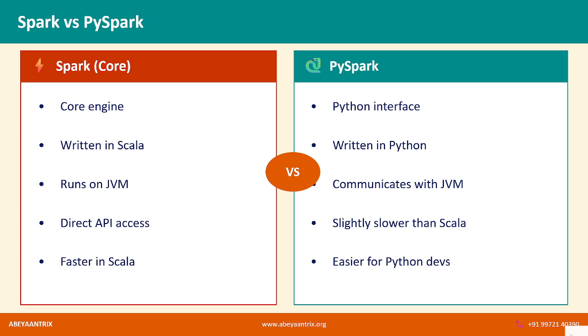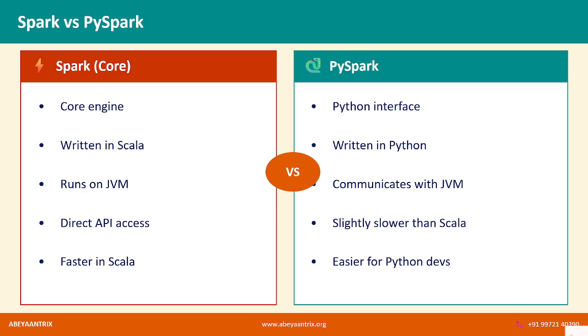Then coming to the difference between Spark and PySpark. Spark is the core engine. PySpark is the interface which allows us to use the core engine, Spark. Spark is written in Scala. PySpark is written in Python. PySpark is one of the module libraries in Python, so that is obviously written in Python, while Spark is written in Scala.